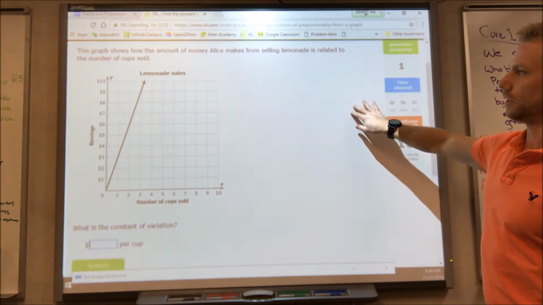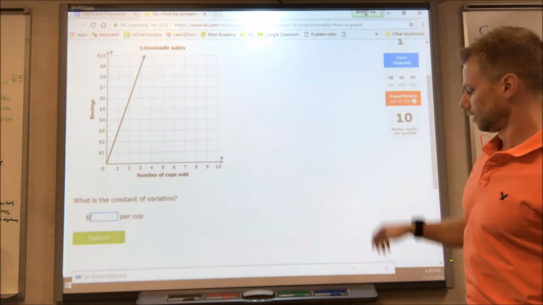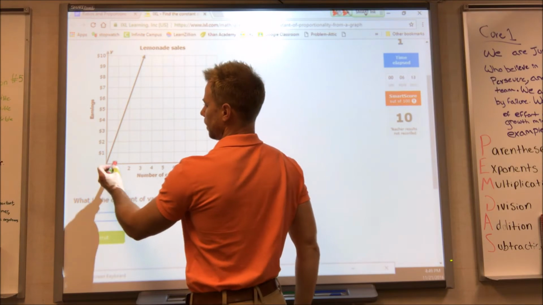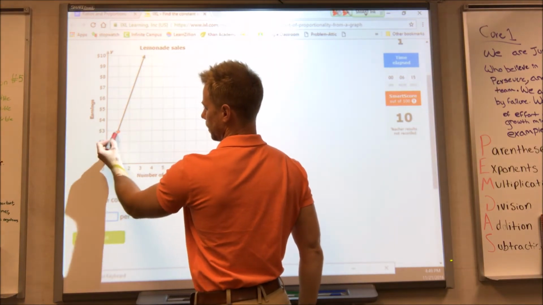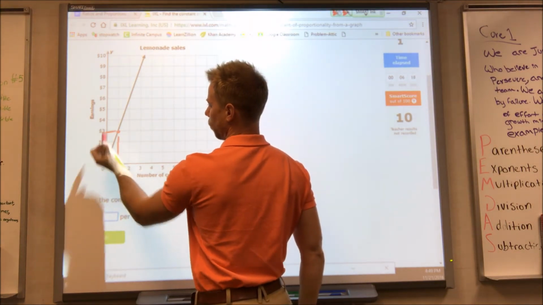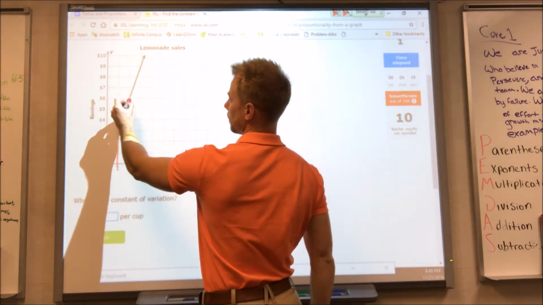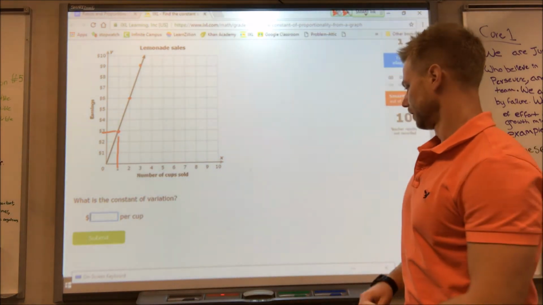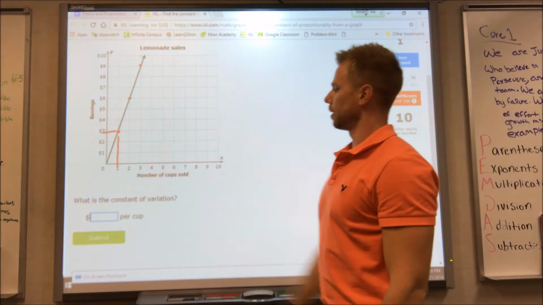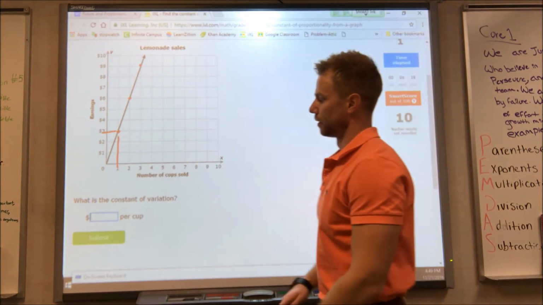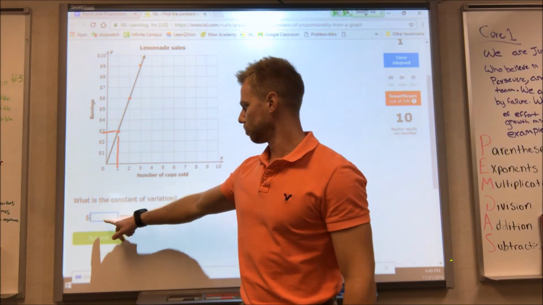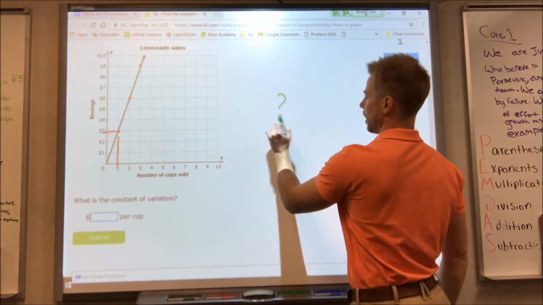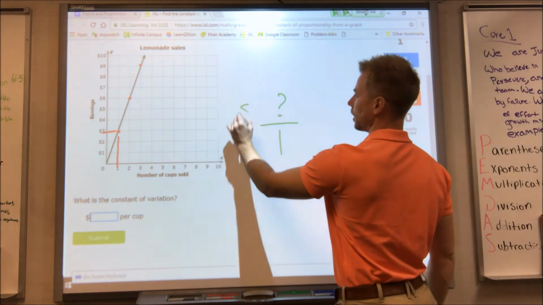Now this one, same thing. We're finding the constant of variation. So we're going to look for points of intersection again. I can see the first one is right here, where 3 and 1 meet, right at that dot. I can follow up the graph and see that there's 2 more. Again, typically the lower numbers are easier to work with. And it says, how much money per cup? So I'm trying to figure out how much money in 1 cup.